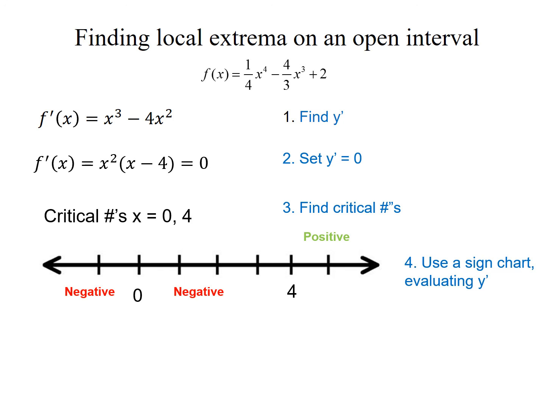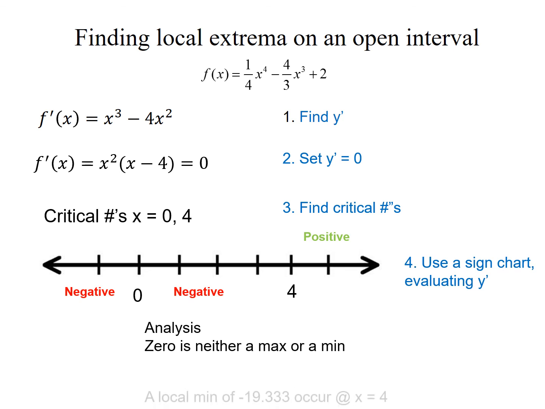Okay, so we notice that at 0 it remained negative. So that tells me that 0 is neither a local max nor a local min. But at the other critical number, it went from a negative slope to a positive slope, and that indicates it's a local min. And how I'm getting the fact that it's a local min at -19.33 is by substituting it back into the original function.